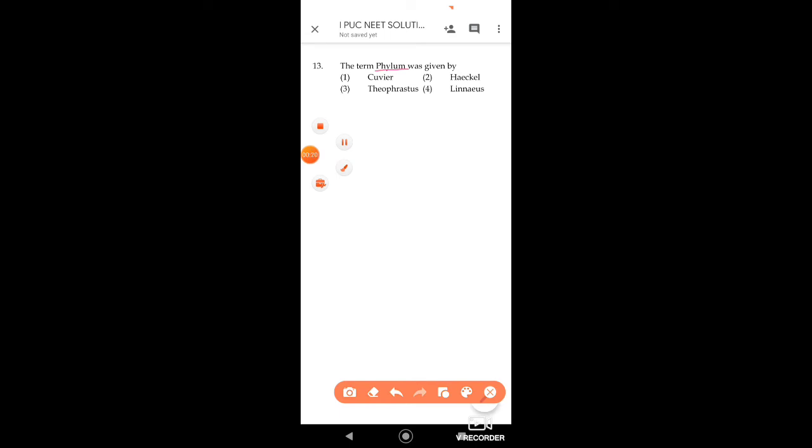The 13th question we have is, the term phylum was given by. Cuvier, Haeckel, Theophrastus and Linnaeus are the 4 options given here. Let me first of all tell you that the word phylum was given by Cuvier. Let us also understand the contributions of other scientists. Haeckel, as we all know, has immense contributions in biology. Haeckel has also coined a few terms, for example, phylogeny, ecology and so on.